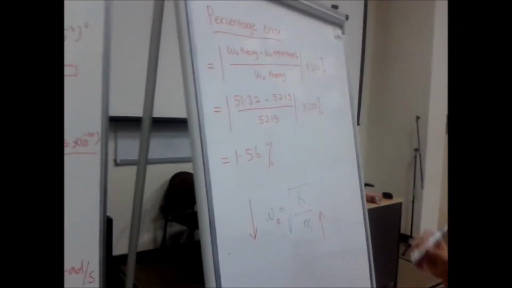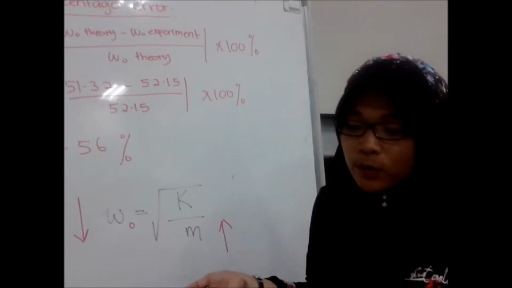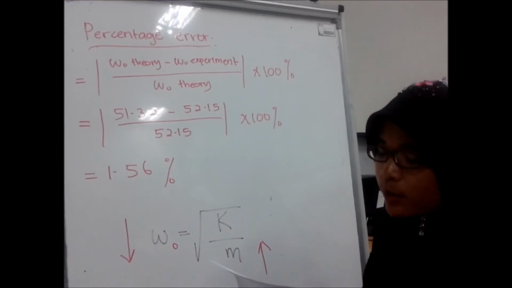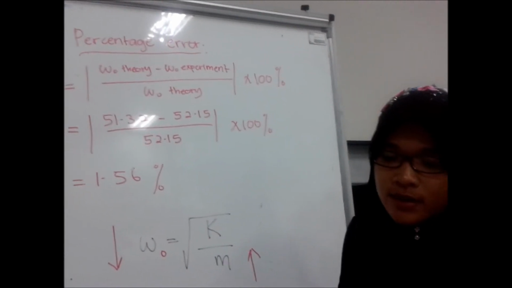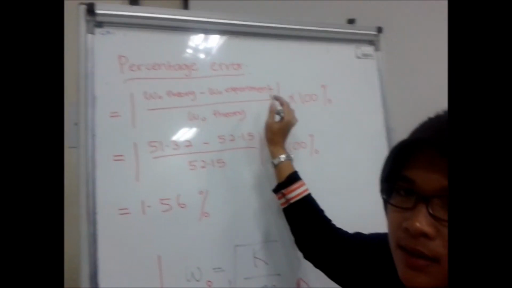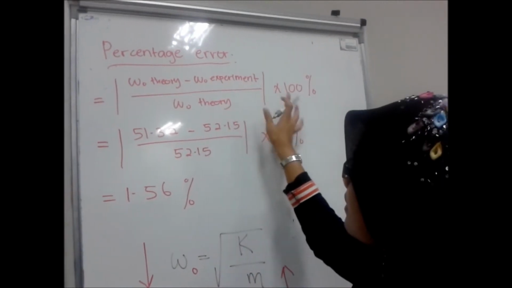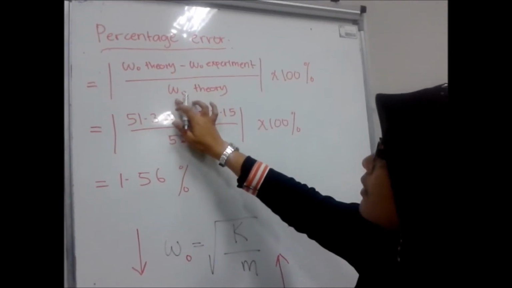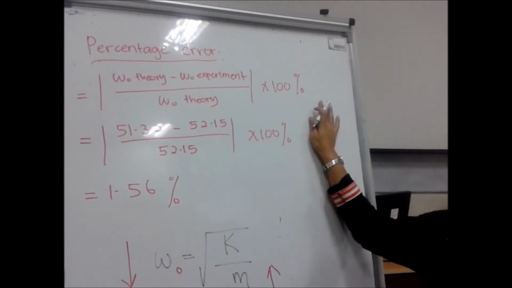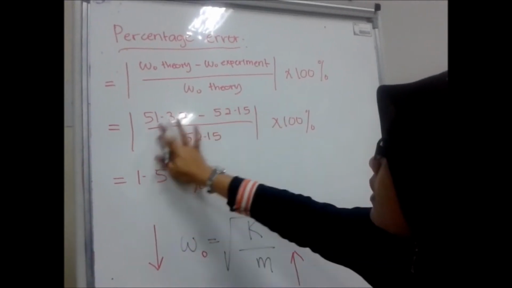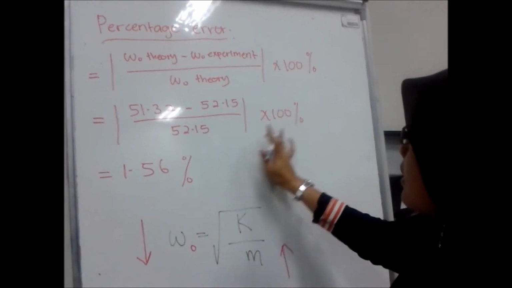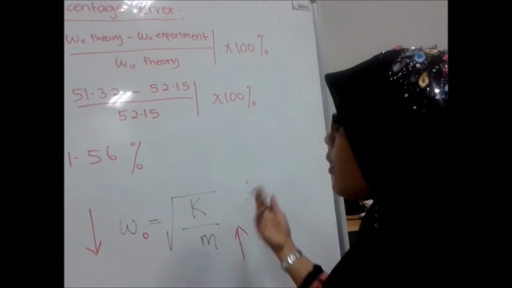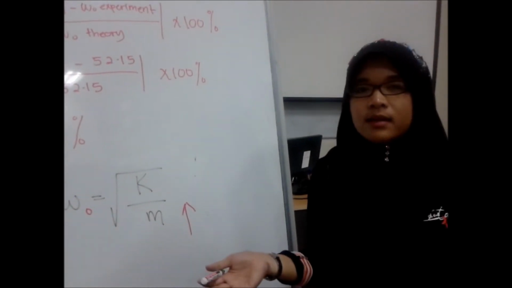My objective is to determine the natural frequency by using variable oscillating mass for an under damped system, and then to compare the experimental and theoretical calculation values of natural frequency. That's why I calculate percentage error. This is the formula for percentage error: natural frequency theory minus natural frequency experiment, divided by natural frequency theory, times 100%. Then I put the value for mass 100 gram, and I get 1.56% error.